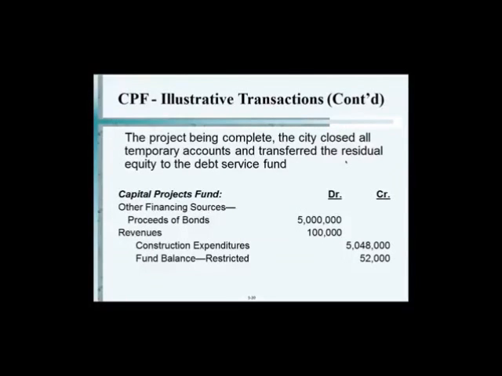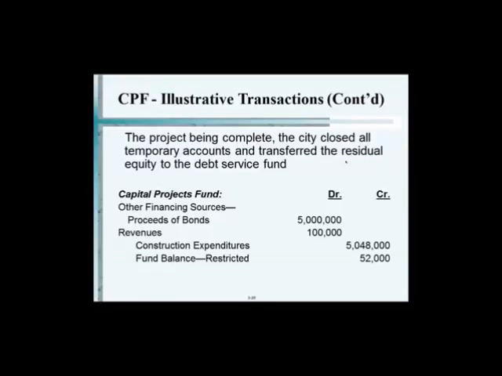So let's try to read this. When you close accounts, what kind of entry do you make to the account? Exactly the opposite. If you close a revenue account, what would you do to it? You would debit it. If you close an expenditure account which has a debit balance, what would you do to it? Credit it. And this is what we're doing. Other financing source, $5 million, which was shown originally as a credit, we debit that. Revenues, which were originally shown as a credit, is now shown as a debit. Construction expenditures, $5 million and 48.